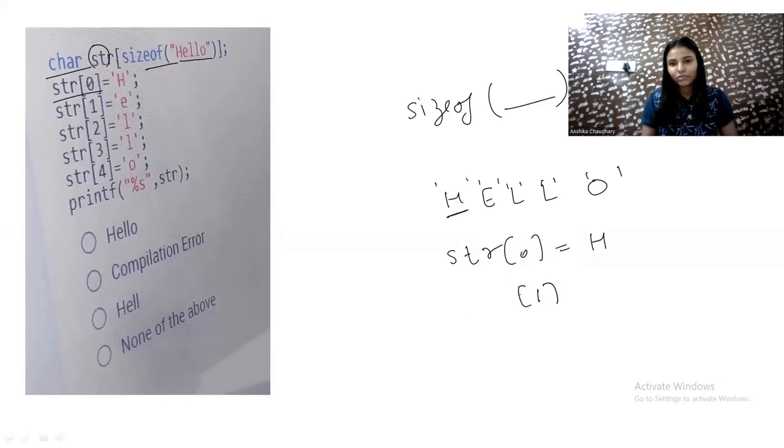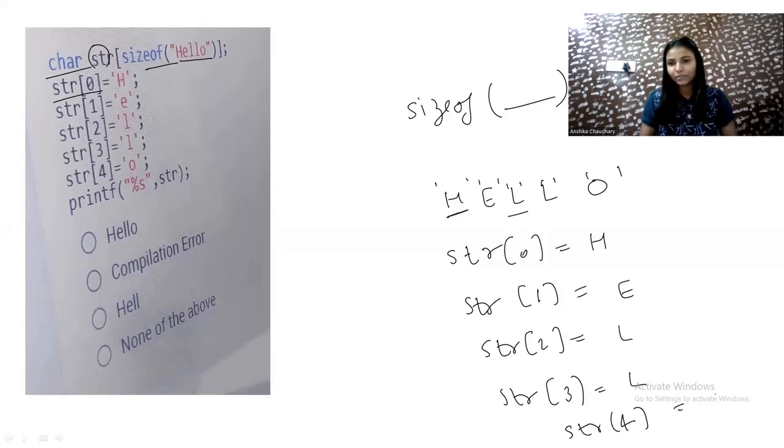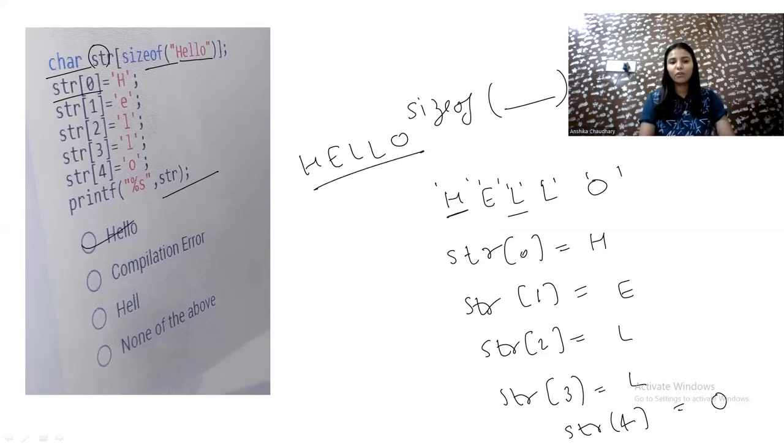Then at the place of index 1 we are assigning e. Then at the place of index 2 we are assigning l. Then further we are assigning l, and at the last index, the fourth index, we are assigning 0. Now we have to print the string. As we are converting the character array into a string, what will it print? It will simply print hello in combination. So this will give the output as hello. I hope it makes sense and it is clear to you. So moving on to the next question.